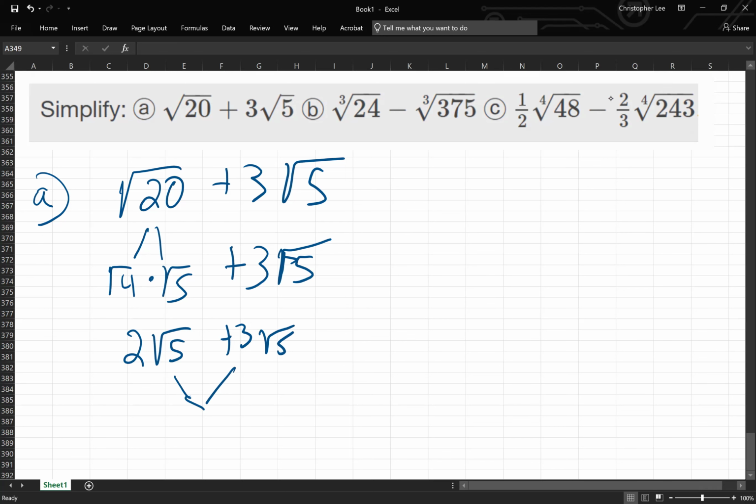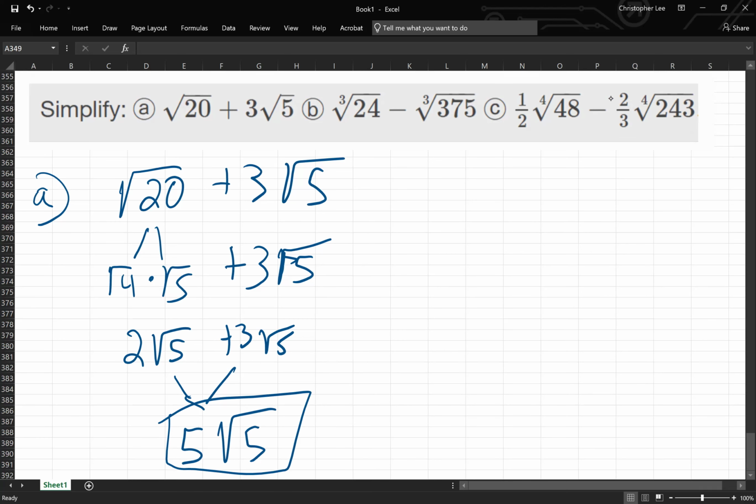No, what is it? You about to say it? Go ahead. 5, what? Square root 5. Perfect. That's it. Just simplify it, then you add it.